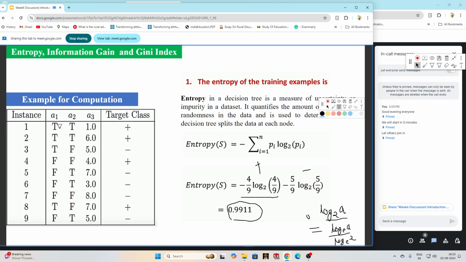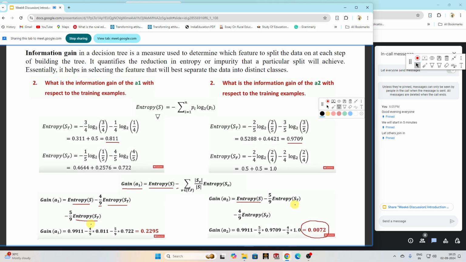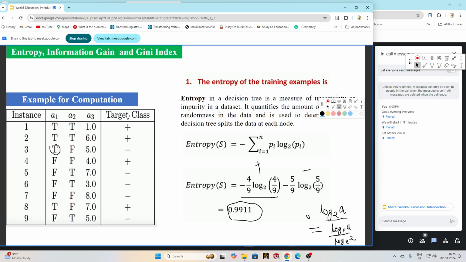For the true examples, this true gives positive, this true gives positive, but this true gives negative, and this true gives positive. That means in our a1 class, we have 4 true examples, but out of these 4, only 3 are giving the positive prediction, and the other one is giving the negative prediction. According to this we will find the entropy. Now, as we are focused on a1, a1 is contributing to the output.